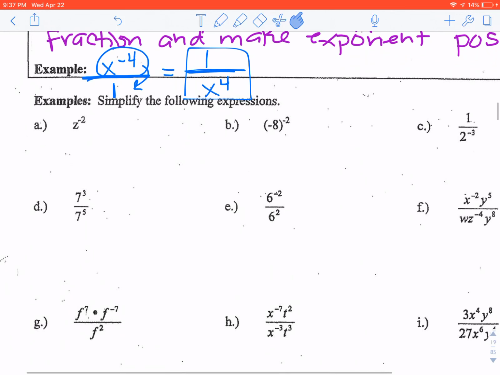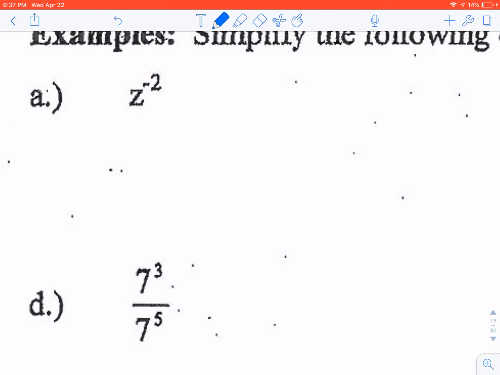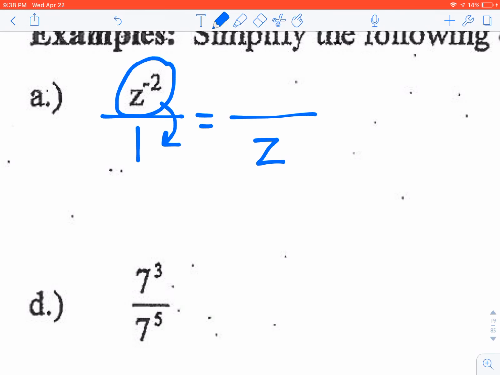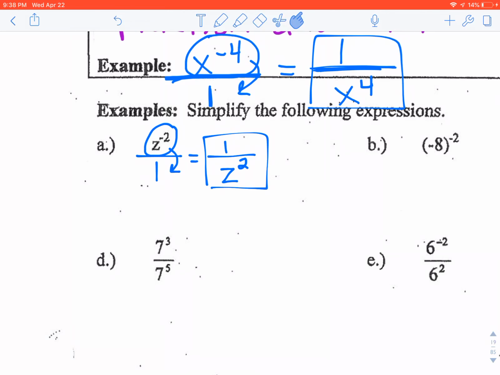Okay, so let's look at a few examples below. I'm going to jump around a little bit, just making sure that we all understand the negative exponent property. Letter A is similar to the problem that I just did. You're going to make it into a fraction, so put it over 1. You take the base and the negative exponent and move it to the opposite side of the fraction. When you move it, you make it positive. So it would be 1 over z to the second. You need the 1 there.